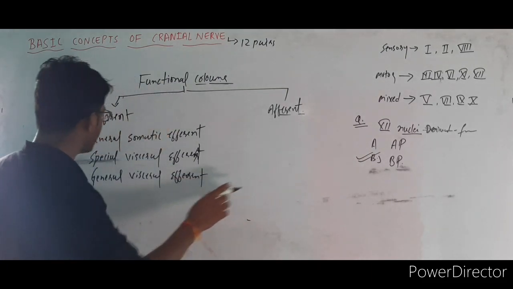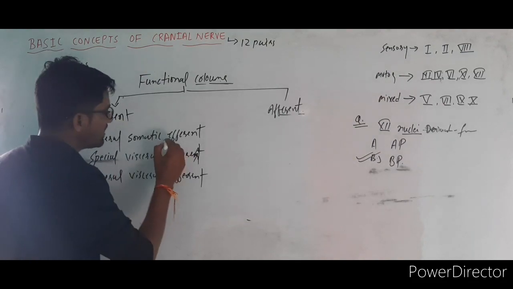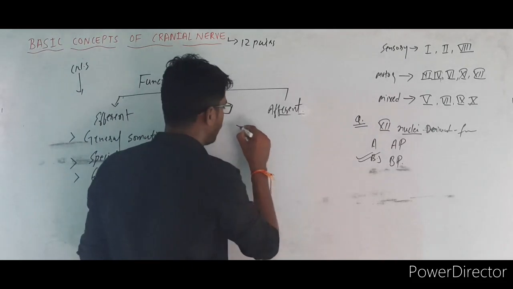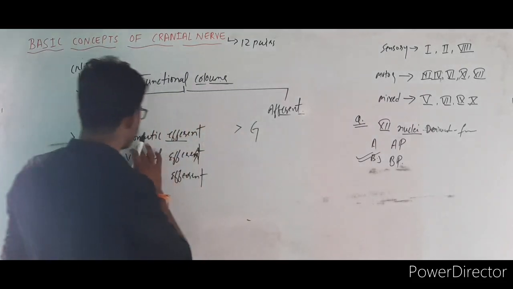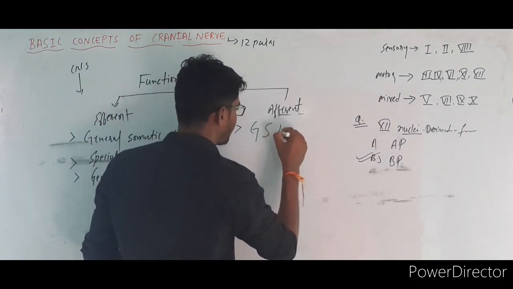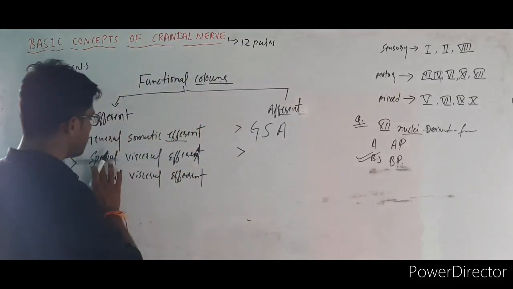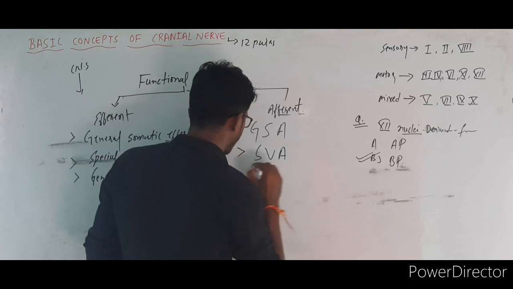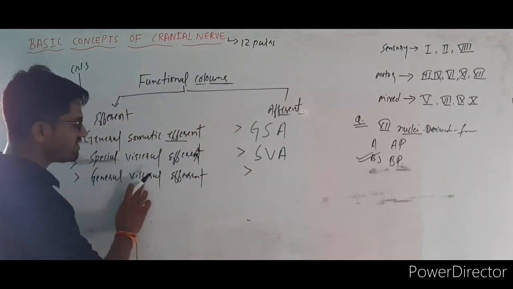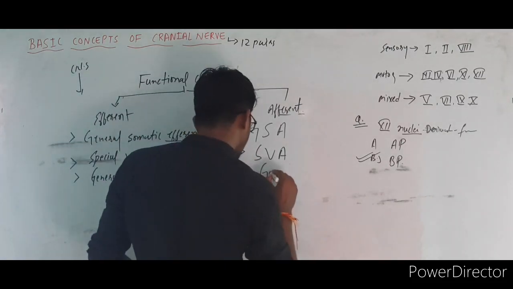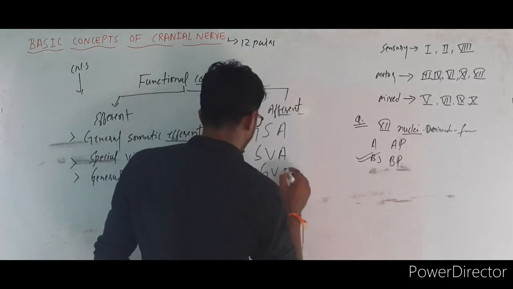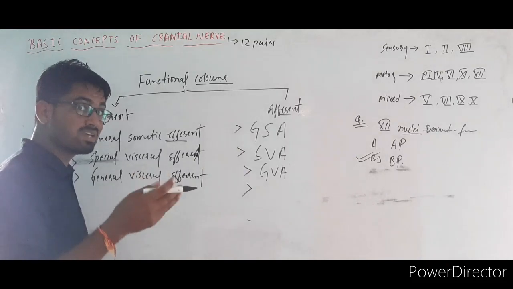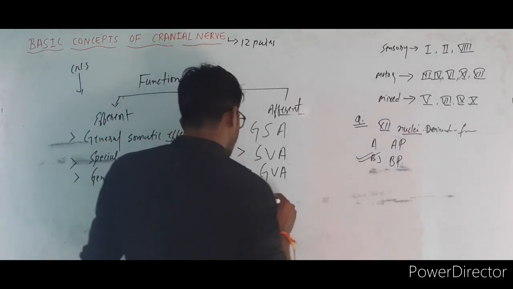Okay, same thing is here, but here is the efferent, there will be the afferent. So general somatic afferent. I want to write in short, general somatic afferent. Second thing is the special visceral afferent. And third thing is the general visceral afferent, right? And one thing is called special somatic fibers, right?